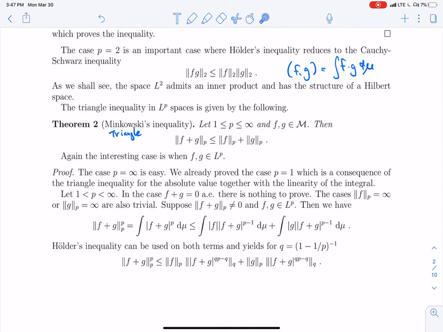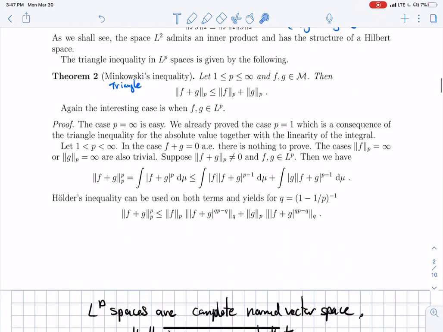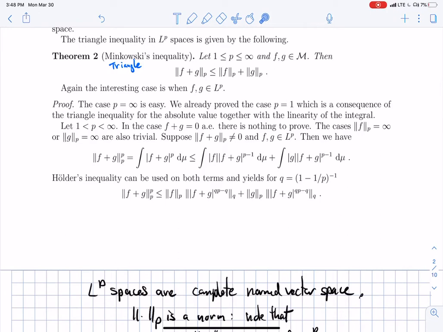Here's why. Okay, so again, the case p equals infinity I leave as an exercise, and the case p equal to 1 we already did. It's just linearity of the integral. Now, assume that p is strictly between 1 and infinity. Again, if f plus g is equal to 0, there's nothing to prove, so we'll be able to normalize by the norm of f plus g. So the non-trivial case is as follows.